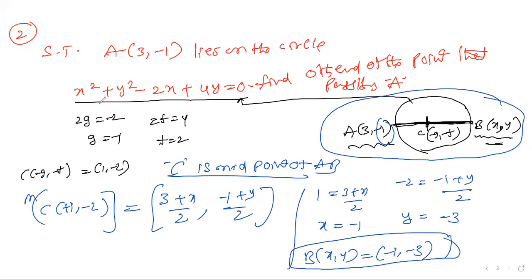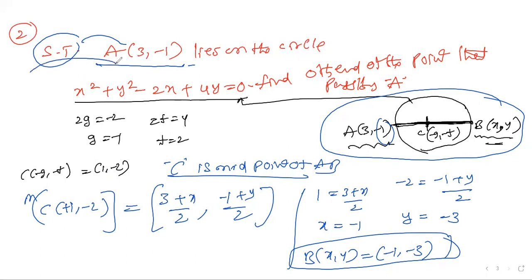They mentioned that A lies on the circle. It's very clear. They mentioned it already. So after that, we need to find the other end point also. One more thing here: whenever they say "show that point A lies on the circle," they are already telling us it lies on the circle. If you want confirmation, you can work it out.